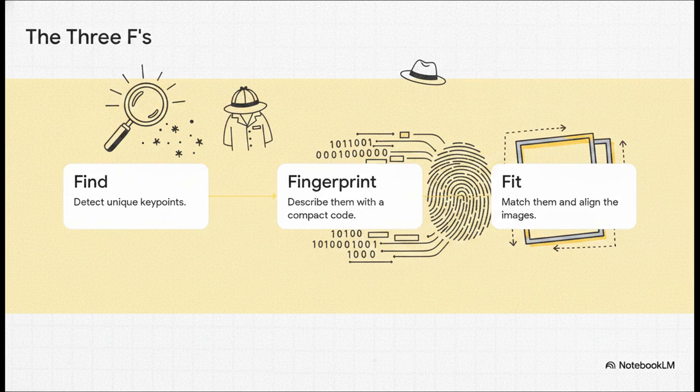Now, once we have those basic gradients mapped out, we give our machine the ultimate detective's toolkit. We call it the F-cubed pipeline. It's 3 simple steps. Find, detect unique key points. Fingerprint, describe them with a compact code. And fit, match those codes across 2 different images to perfectly align them. Honestly, if we can master just these 3 steps, we have essentially built a working computer vision system from scratch.